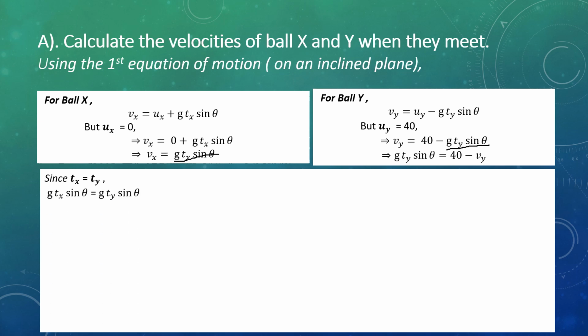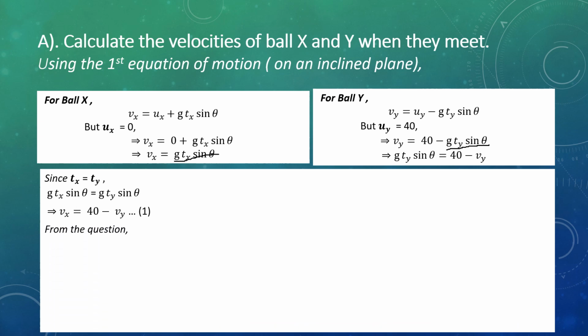Okay, g Tx sine theta is equal to g Ty sine theta, since Tx is equal to Ty. So we can relate Vx and 40 minus Vy. So Vx is equal to 40 minus Vy. This is equation 1. I hope it's clear why we have this.